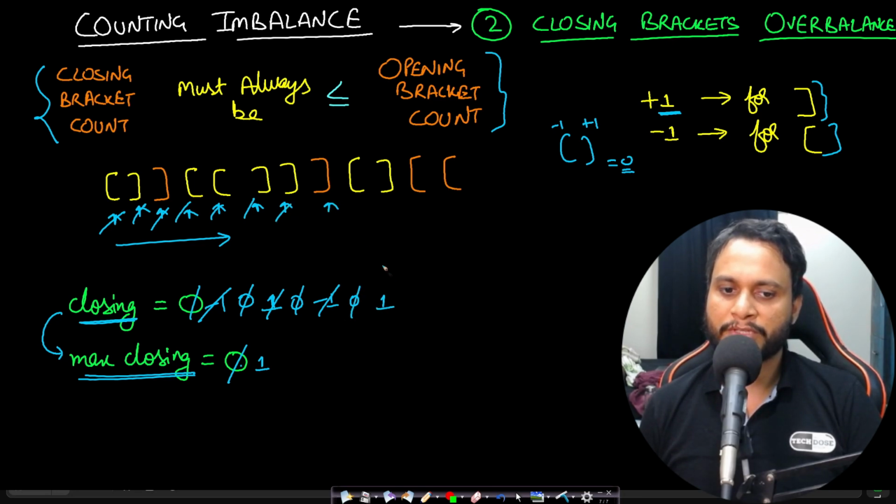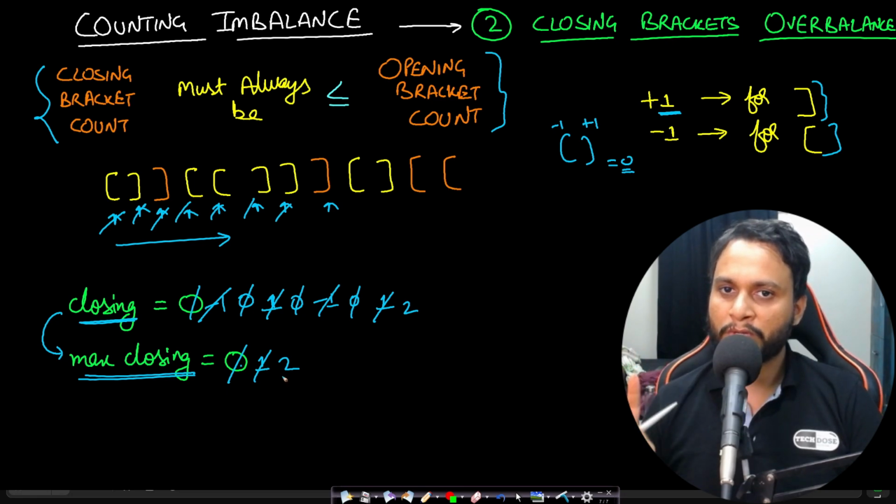If I see another closing bracket, it will become 2, and since 2 is greater than 1, let's update the maximum closing to 2. This 2 means there are 2 closing brackets which are overbalancing at this point of time right from the beginning.